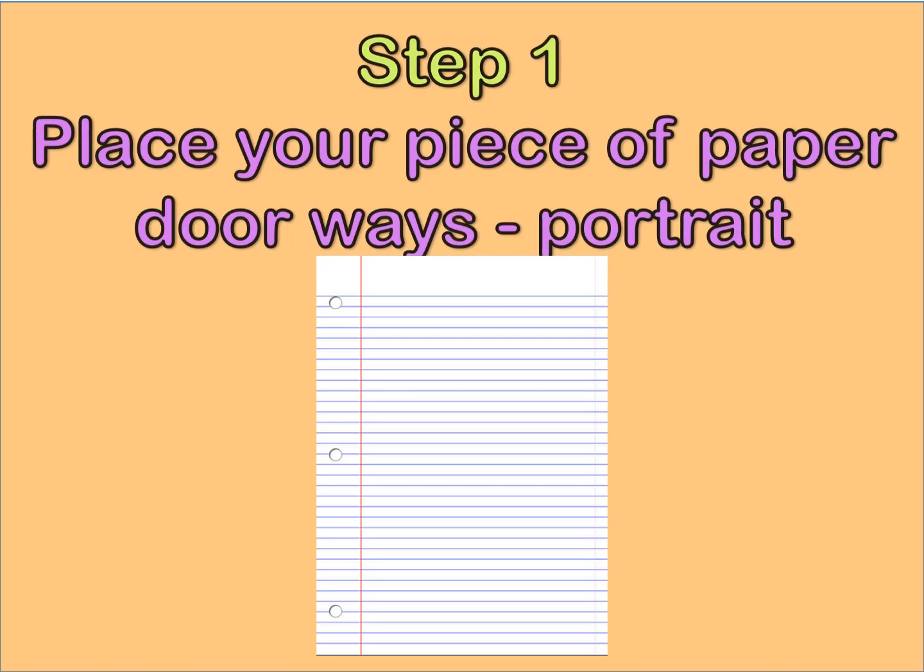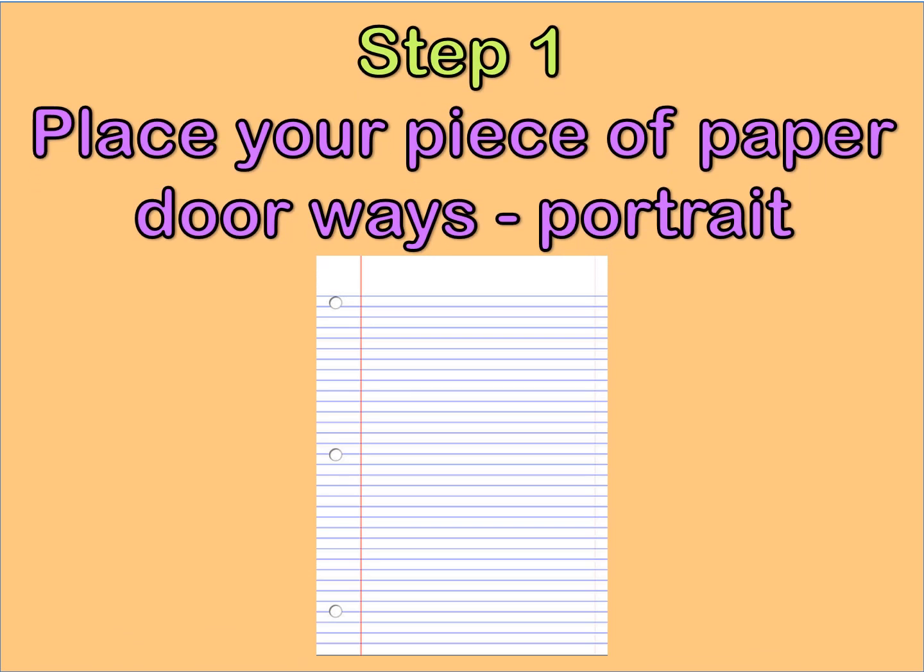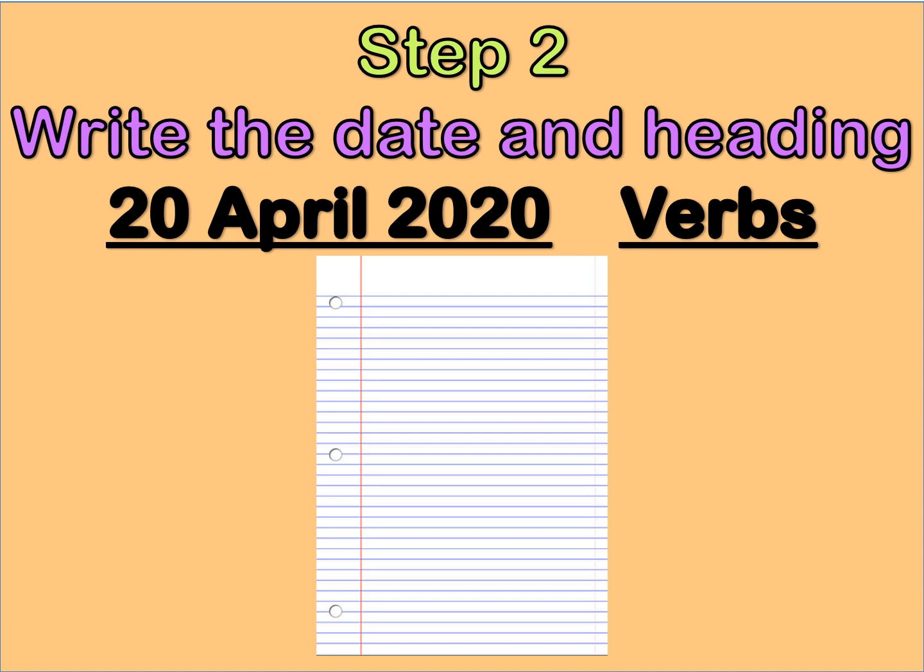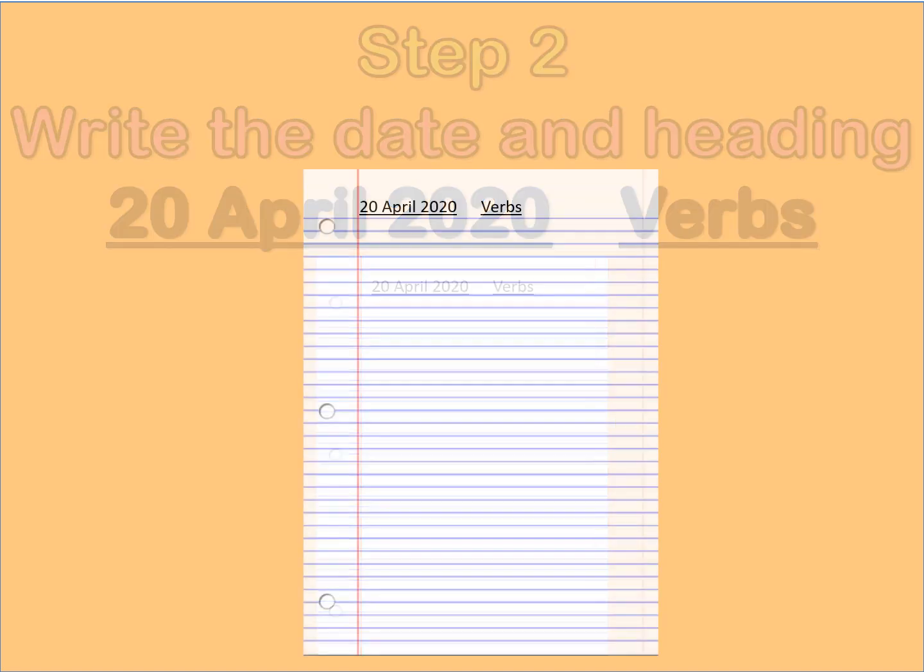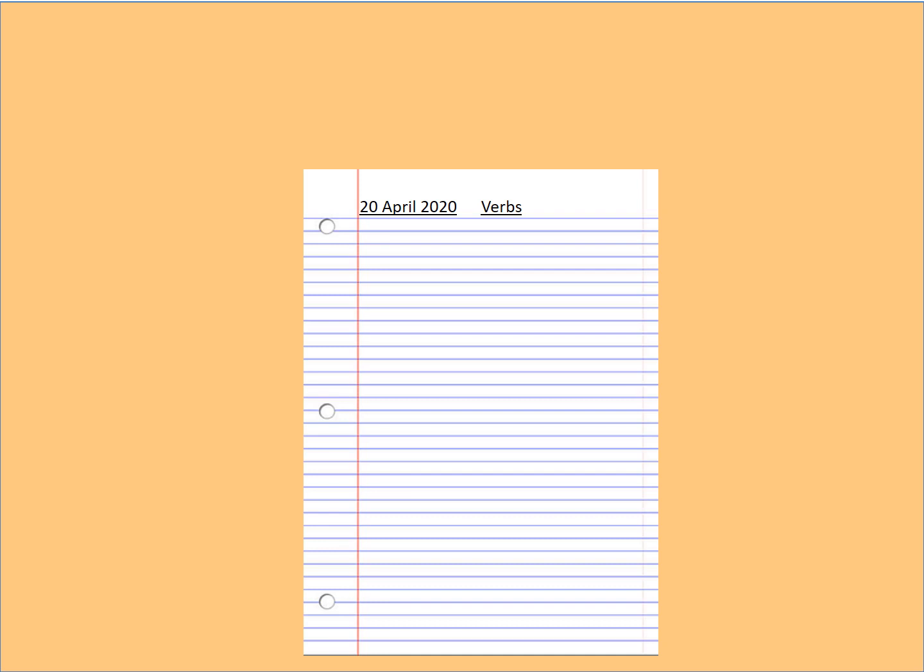Step 1. Place your piece of paper doorways or portrait. Remember, that's long ways. Remember, it does not matter if you've got a blank piece of paper or a lined piece of paper, both would work. Step 2. Write the date and heading. Remember, we always write a date and a heading, and we underline it. You're going to put that at the top of your page, just like I have done there. I am going to move quite quickly, but you can do this in your own time. Do not rush.